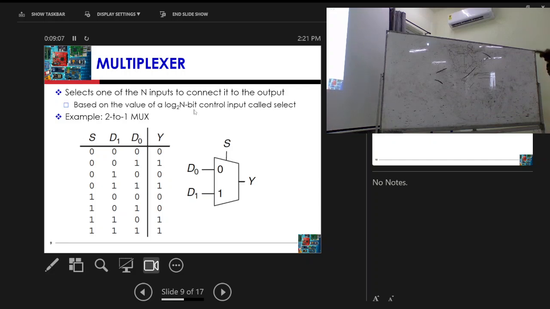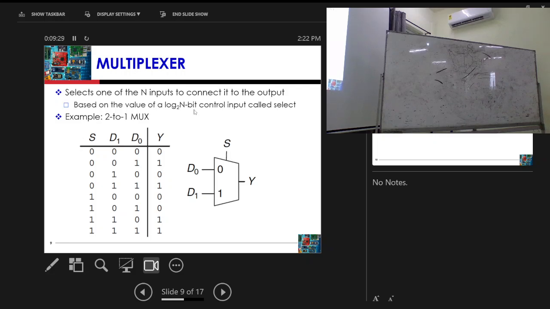If S is 1, what happens? You see that the output is 0, 0, 1, 1. And then D1 is what? 0, 0, 1, 1. So it means that when S is 0, we route D0 to Y. If S is 1, we route D1 to Y. That's as easy as that. Right?